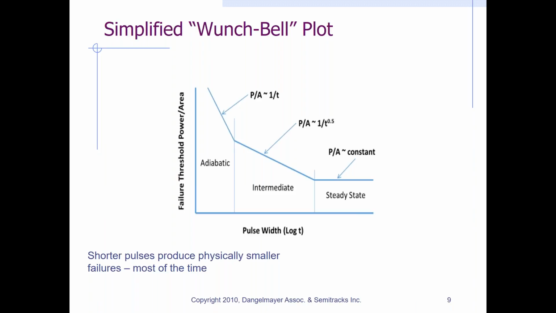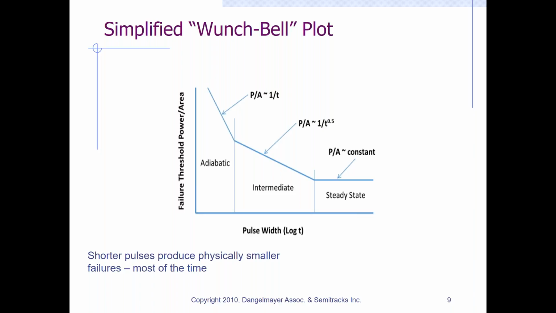You'll often hear about something called the Wunsch-Bell plot. I don't want to spend a lot of time on this, but in general, the size of a failure has to do with the amount of time that the stress is applied, but this is not always the case. If you look at the Wunsch-Bell plot, it gives you that idea. For the cases later on that we talk about where an ESD root cause is identified but produces something that looks like an EOS, it's because in that case the charge available was so much higher, not that the pulse was necessarily longer.